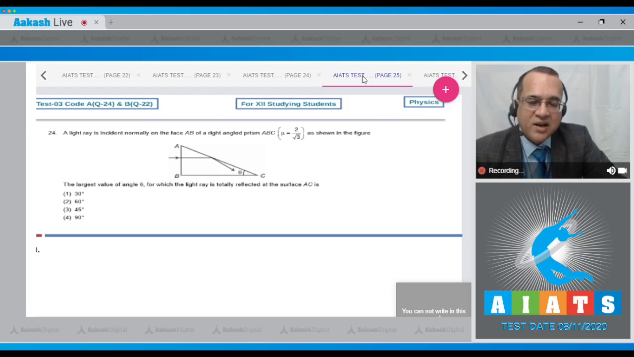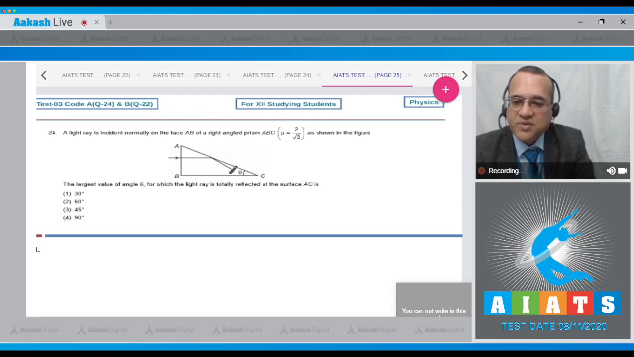Now if the light is to be reflected from this face, this is air and it has the refractive index of 2 by root 3. This angle is theta and this becomes your normal. So the angle of incidence at this face is equal to 90 minus theta.